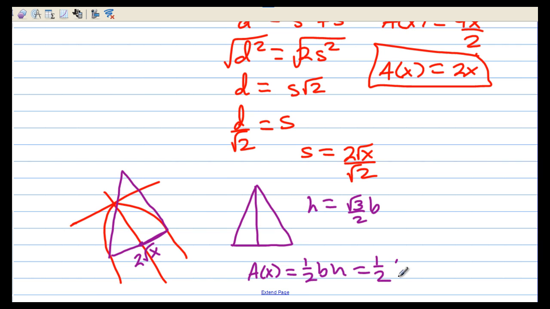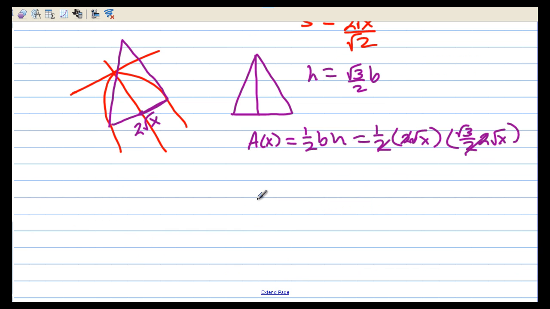So we have 1/2 times the base, which is 2 square root of x, and the height is square root of 3 over 2 times the base, which is 2 square root of x. So these 2's are going to cancel, those 2's are going to cancel. So A of x equals, what's left? Well, we have the square root of 3, and those square roots are going to cancel. So x times the square root of 3 is the answer for that one.